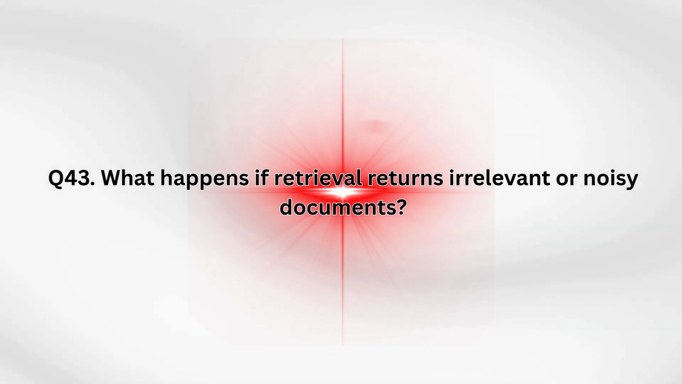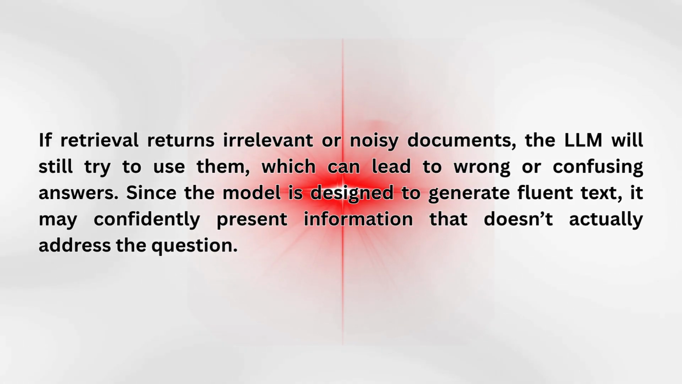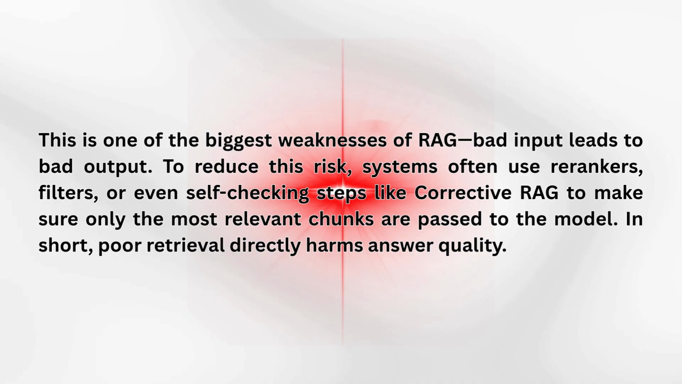What happens if retrieval returns irrelevant or noisy documents? If retrieval returns irrelevant or noisy documents, the LLM will still try to use them, which can lead to wrong or confusing answers. Since the model is designed to generate fluent text, it may confidently present information that doesn't actually address the question. This is one of the biggest weaknesses of RAG. Bad input leads to bad output. To reduce this risk, systems often use re-rankers, filters, or even self-checking steps like corrective RAG to make sure only the most relevant chunks are passed to the model. In short, poor retrieval directly harms answer quality.